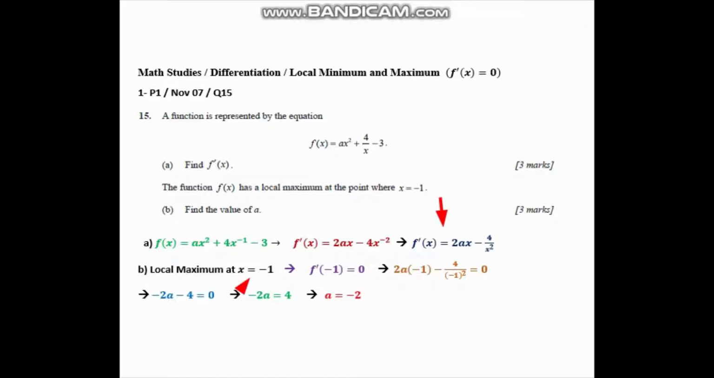So I'm going to plug the negative 1 into the blue expression, hence obtaining this orange expression right there, 2a times negative 1 instead of the x, minus 4 over negative 1 squared instead of the x squared. I shall simplify and solve, getting negative 2a minus 4 equals 0, hence a equals negative 2. So take a minute to write this down if you will, and I shall begin question 2 shortly.